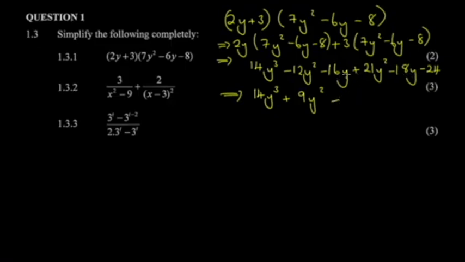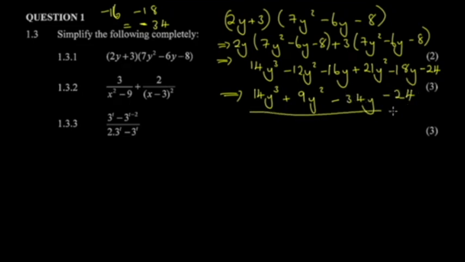You simply get negative. If you're doing negative 16 minus 18 here, it simply means you take a negative, which is a repeating sign here, and then you simply add. So 16 plus 18, what is it? It's 34, I think. Yeah, it's 34. So it's negative 34y. Then you have negative 24 as it stands on its own.